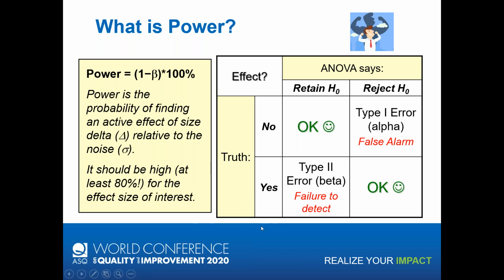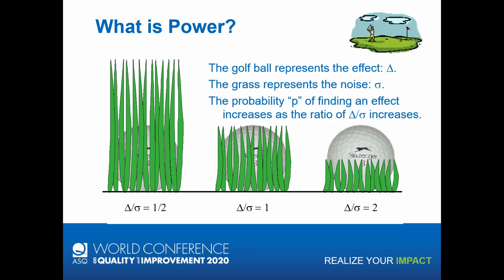Okay, so that's all the statistics and all that statistics lingo. Let's talk golf. So here's my little golfer up here. The golf ball represents the effect that you're trying to detect. And the grass represents the noise in the system. And so we have some probability of finding the golf ball, which increases as the ratio of our signal to noise increases. Okay, so let's look at this backwards.